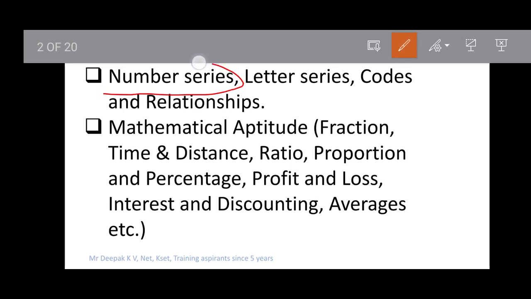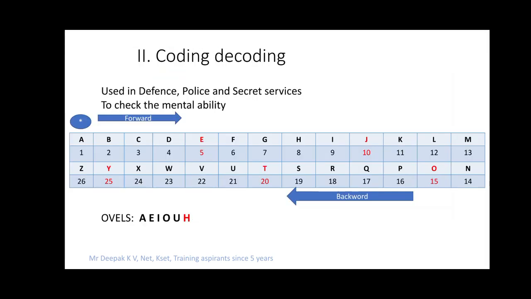Dear candidates, we are done with the number series, and from today onwards we will go for the letter series, codes and its relationship. Under mathematical reasoning, the second concept is coding and decoding. While we are going for the coding, the sequence of the English letters is very important. Usually these coding and decoding concepts are used in defense, police, secret services, and in examinations to check mental ability. This is a common type of question in every kind of competitive examination.